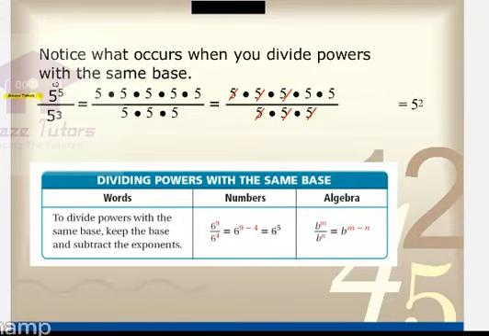That is why 5 power 5 over 5 power 3 is subtracting the exponents, 5 power 5 minus 3, which is 2. This is how we derived the division property. To divide the powers with the same base, keep the base and subtract the exponents. Numbers example, 6 power 9 divided by 6 power 4 equals 6 power 9 minus 4, which is 6 power 5. Algebra example, b power m over b power n equals b power m minus n. So this is called the quotient property.